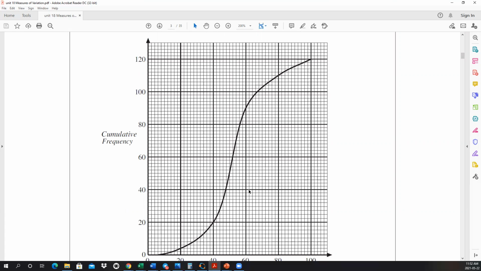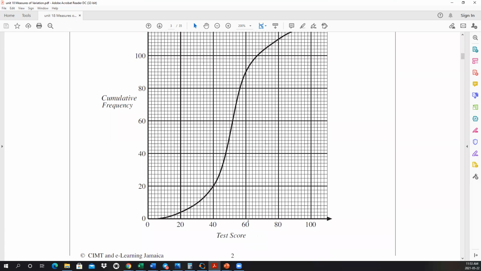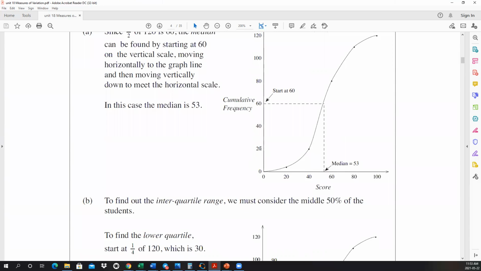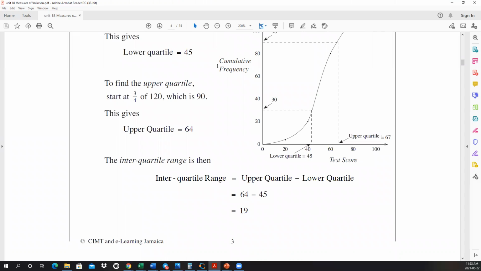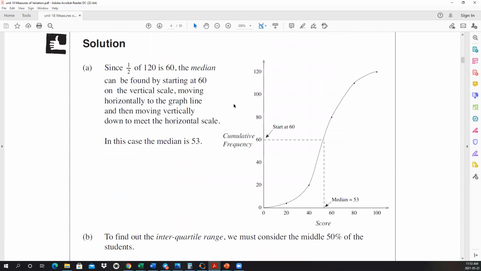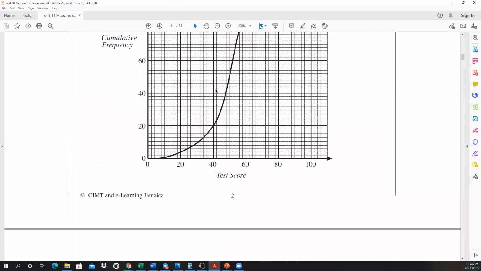Looks like 60 to me. Let me see, this looks like the midpoint. Yeah, looks like 60 to me. So I don't know, I guess they're not doing it properly to scale. It looks like 60 to me, but I'll work with 64 for now.